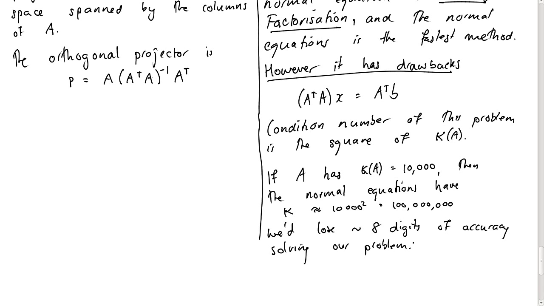Okay, so let's move on to the more standard way of solving them, or the more accurate way. So method 2, as you may have guessed, is solution by QR factorization.